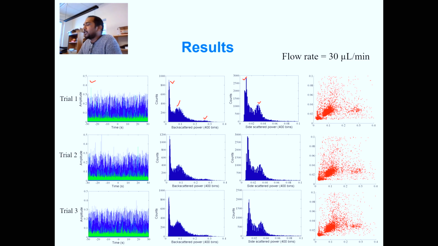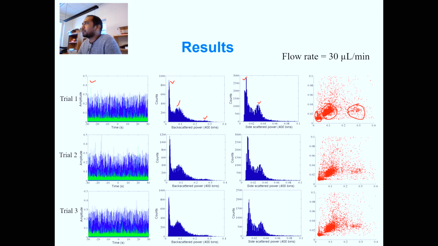It doesn't show any other peak, but when we do a dot plot using the backscatter and side scatter light, we can see 3 blobs of data here, here, and here, which shows that the mixture had 3 different size particles. So we did it 3 times, and still we see similar kind of results. This shows our fiber-based microflow cytometer is working.